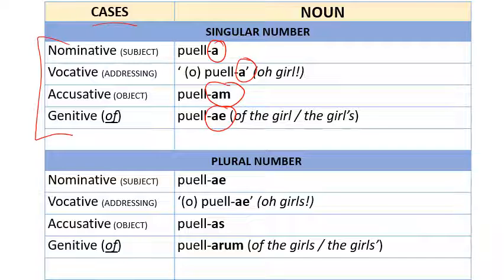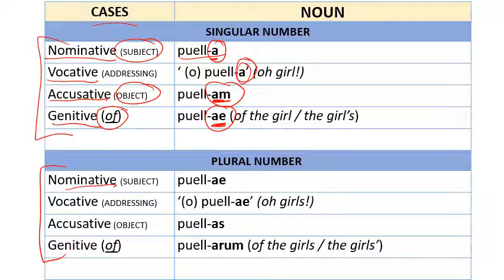So we've seen that when the noun is a subject of a sentence, we use the nominative case ending, which is a. When we address a noun, that means a person, we use the vocative case ending, which is again an a. When the noun is an object, we use the accusative, which is am. And when we want to show possession, to show the possessor, to be more precise, we use a genitive case ending, which is ae. And this translates of. Same with the plural: nominative, subject ae, vocative ae, accusative as, and genitive arum.